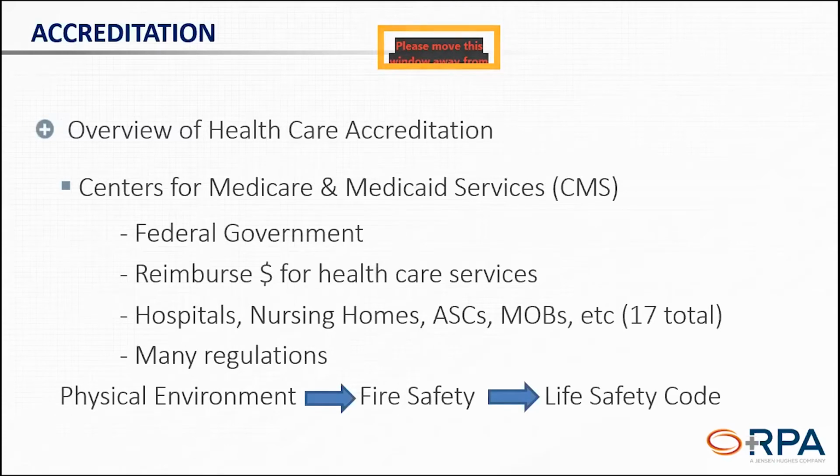The overview is, CMS, the Centers for Medicare and Medicaid Services, is this overarching federal body that reimburses hospitals for their healthcare services, but they only get that reimbursement when they are proving that they meet certain safety requirements. Whether it's a hospital, nursing home, ambulatory surgery center, or medical office building, there are 17 total different types of medical and healthcare organizations that CMS oversees.